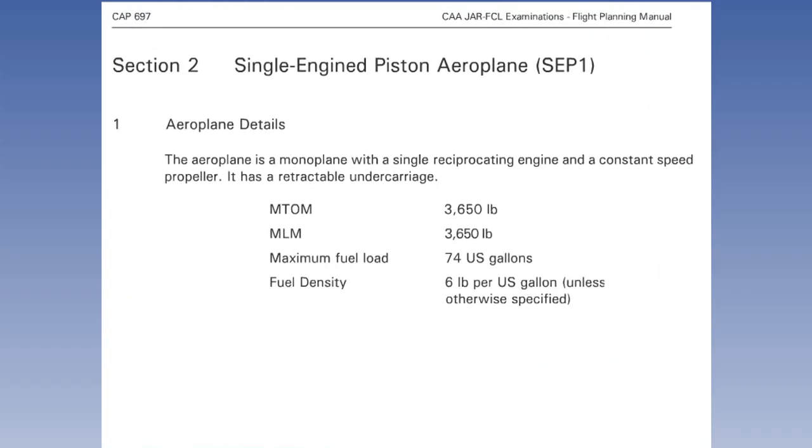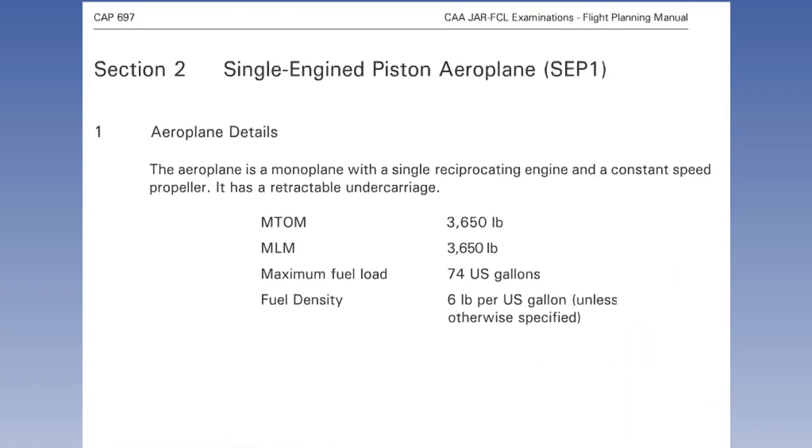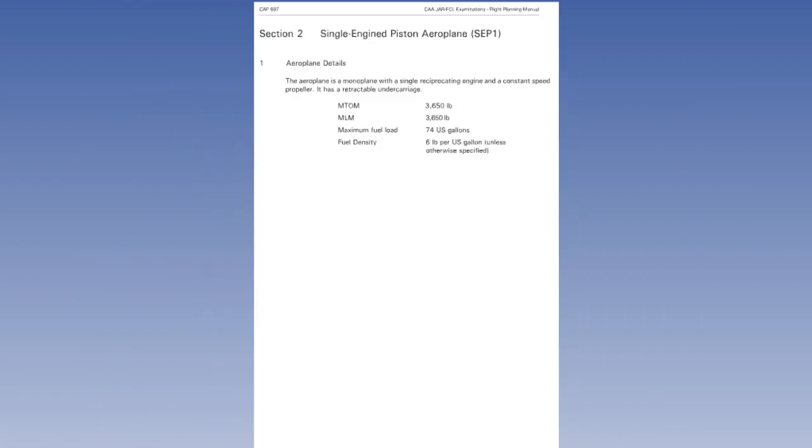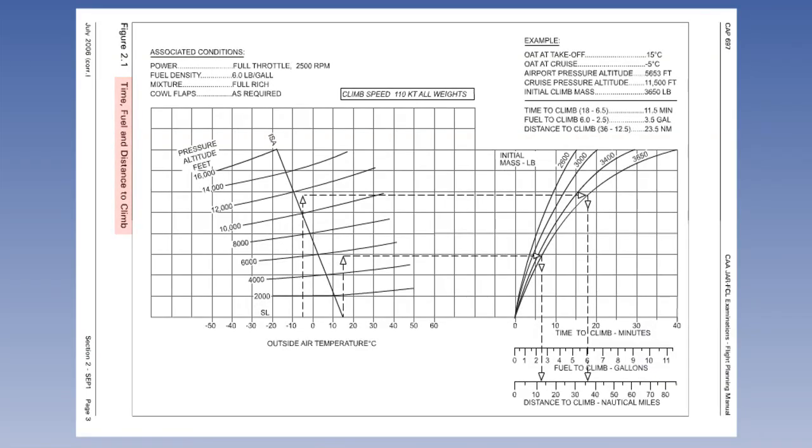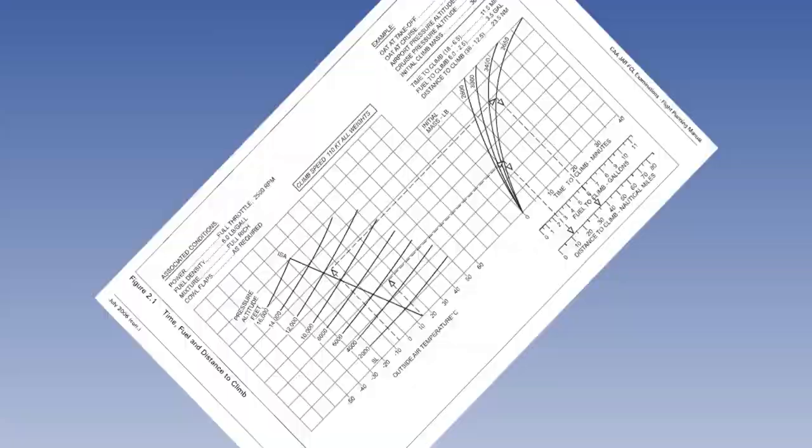As shown here, page 1 of Section 2 shows that the example Single Engine Piston aeroplane is a monoplane with a single reciprocating engine, constant speed propeller and retractable undercarriage. The aircraft shown here, as a matter of interest, is a Beechcraft Bonanza. The following pages give the data from which we can calculate the time, fuel and distance to the climb.